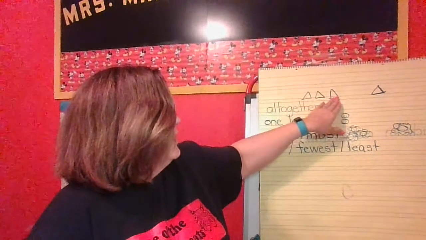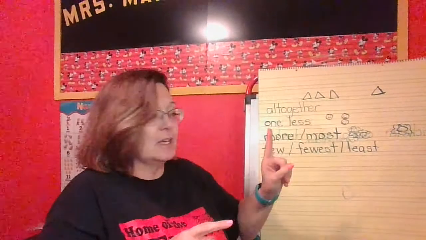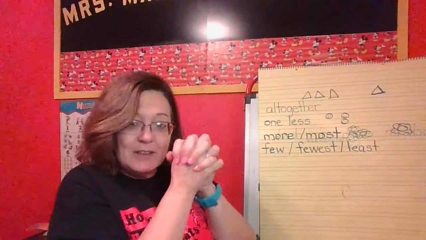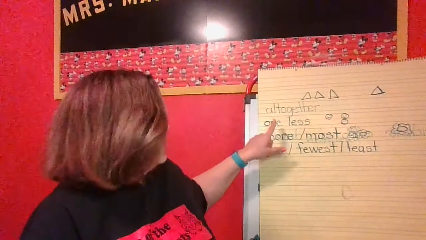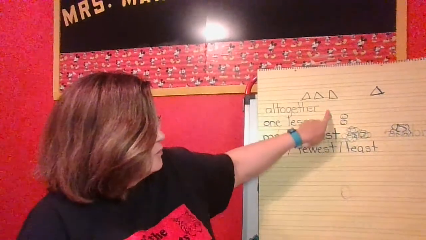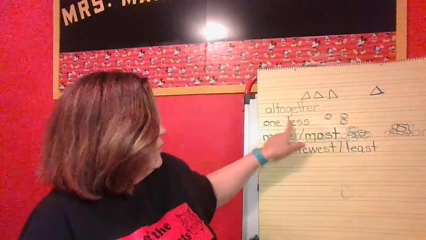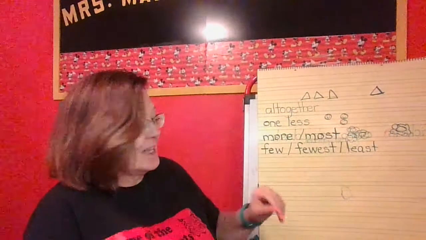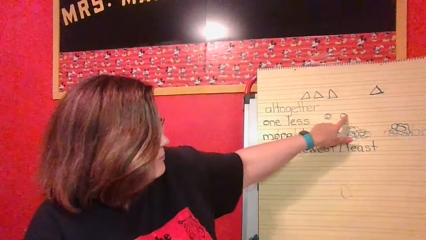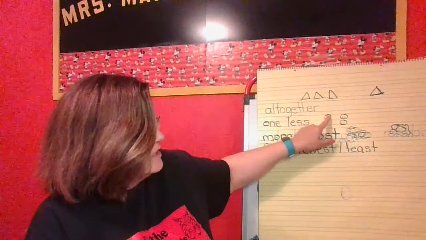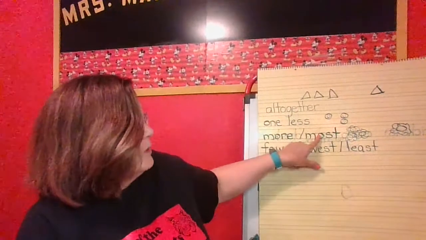So 3 and 1, how many all together? 3 and 1, 3, go up 1, 4. All together, that means the total. Another vocabulary that we're learning for math is one less. Now look, this row has 1 happy face. This row has 2 happy faces. Which row has 1 less? That means not as much. It'd be this one. These have a partner. This one doesn't. So this is less. It's smaller. It's a smaller amount.